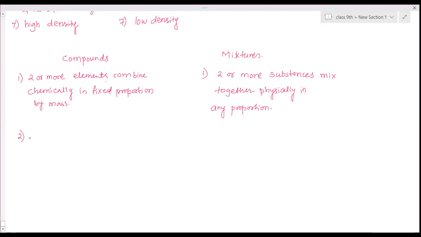Second point. Energy is involved in the formation of compounds. So here energy is involved in formation or separation of compounds, and here in mixtures energy is not involved.